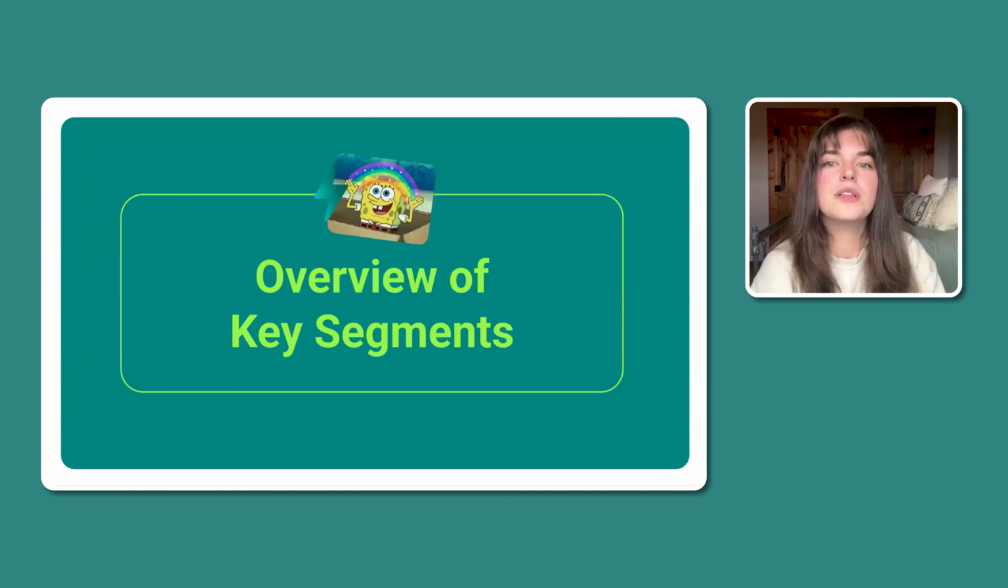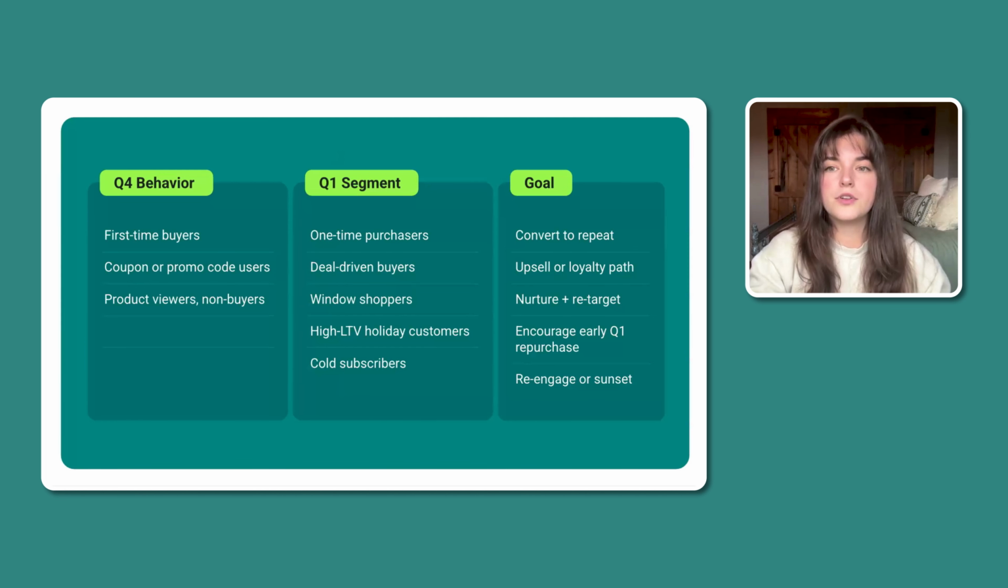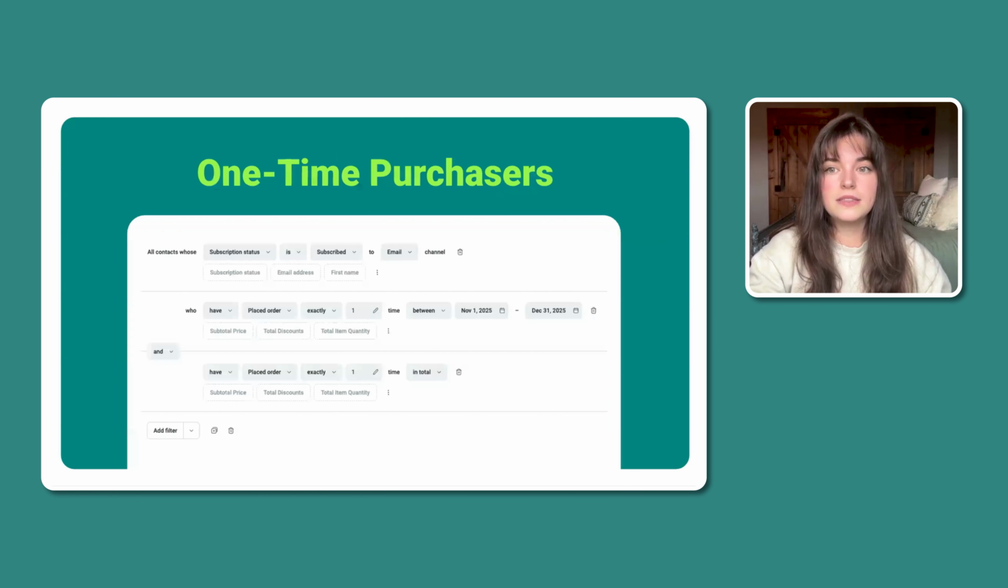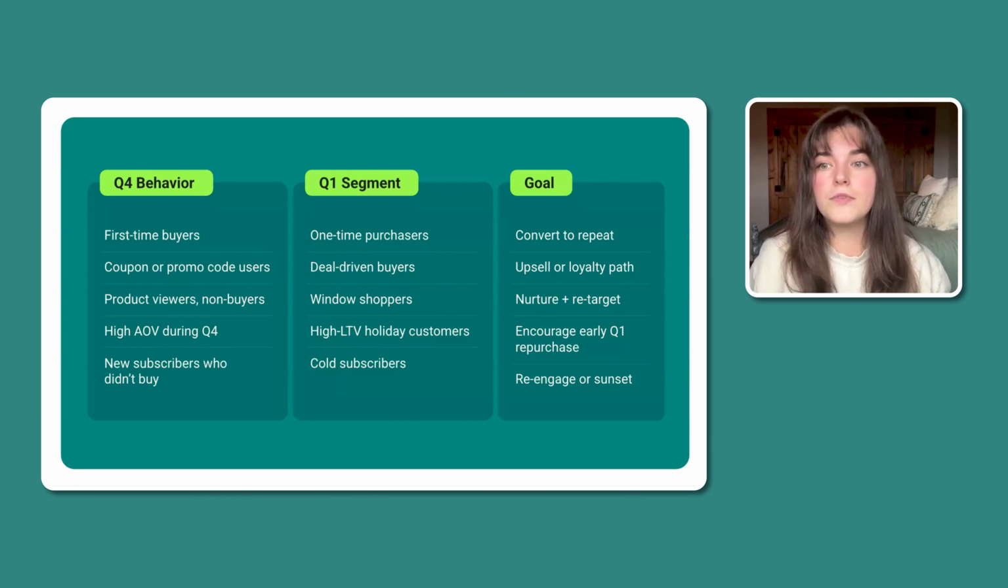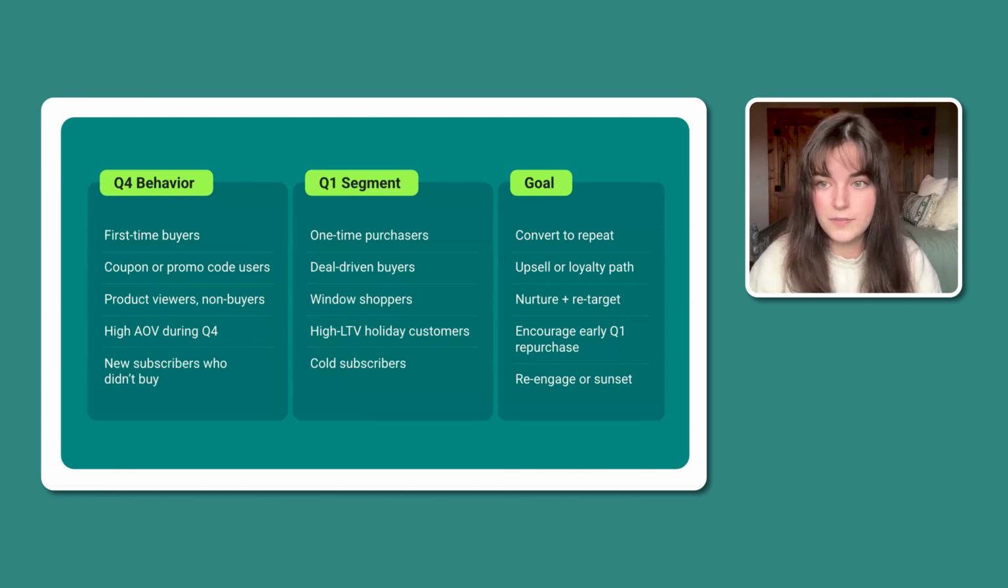All right, so let's go over the key segments for Q1. You'll notice that I've highlighted the Q4 behavior to create Q1 segments. And then I've assigned a goal behind each of these segments, making it applicable for you in your specific situation. So as we do a deep dive into each segment, I will highlight how to create these segments in Omnisend, when you will actually want to use them, and why they can actually be impactful.